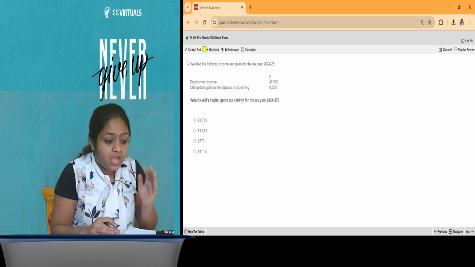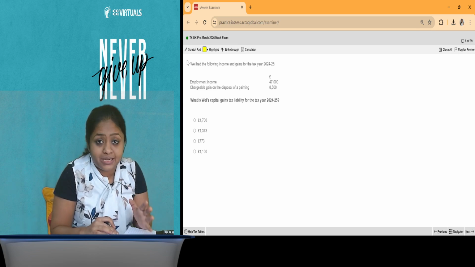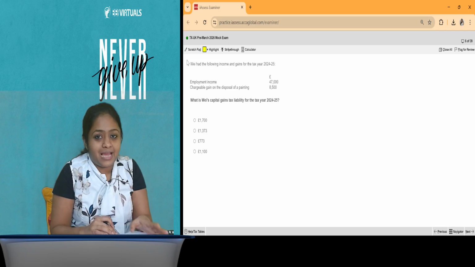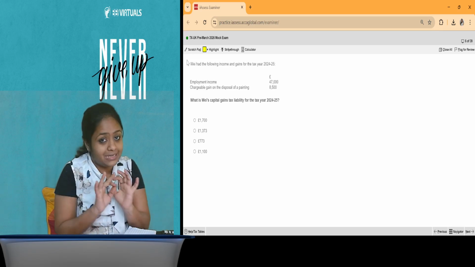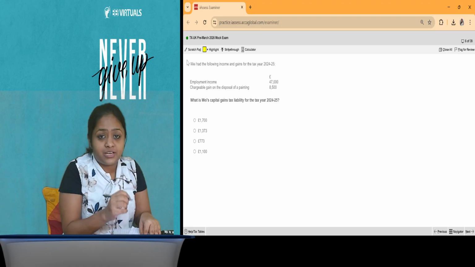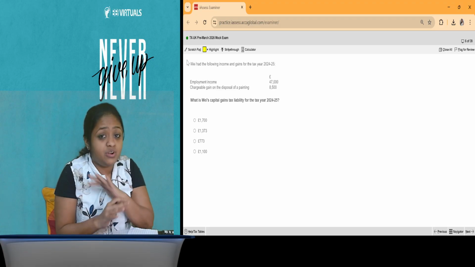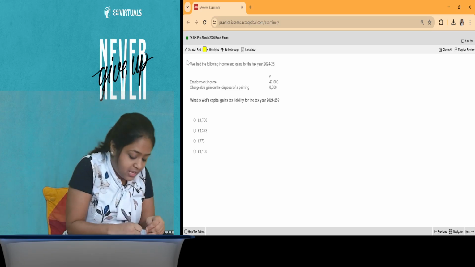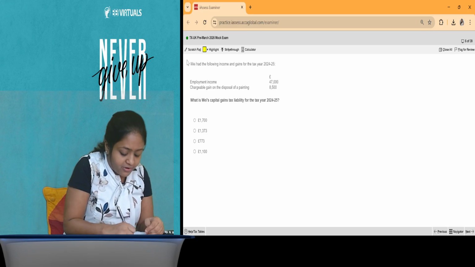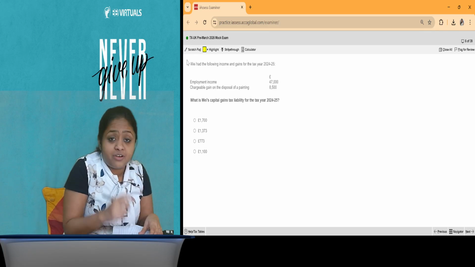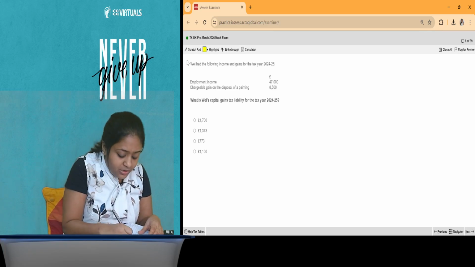Now here it is the disposal of a building, of a painting. So the tax rates applicable is 10 or 20. Clear? Very simple. Chargeable gain arising is 8,500. No losses are there, but we will give AEA. So 8,500 is the gain less AEA of 3,000. You get here 5,500.